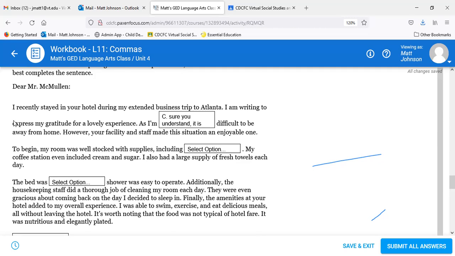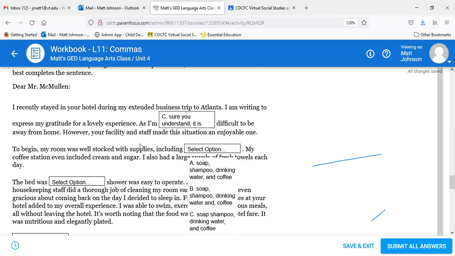However, your facility and staff made this situation an enjoyable one. To begin, my room was well stocked with supplies, including soap, shampoo, drinking water, and coffee.